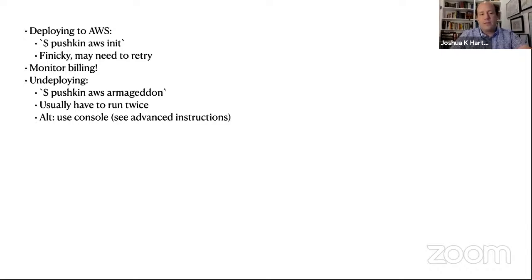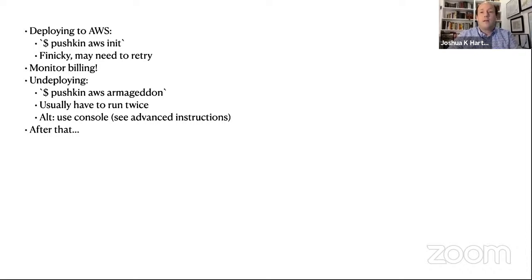Alternatively, you can use the Amazon Web Services console, and you'll eventually want to learn how to use it anyway to manage some of the things that just aren't written into the CLI, some customization that you may want to do. We have instructions in the advanced instructions under deployment on how to delete everything using the console.